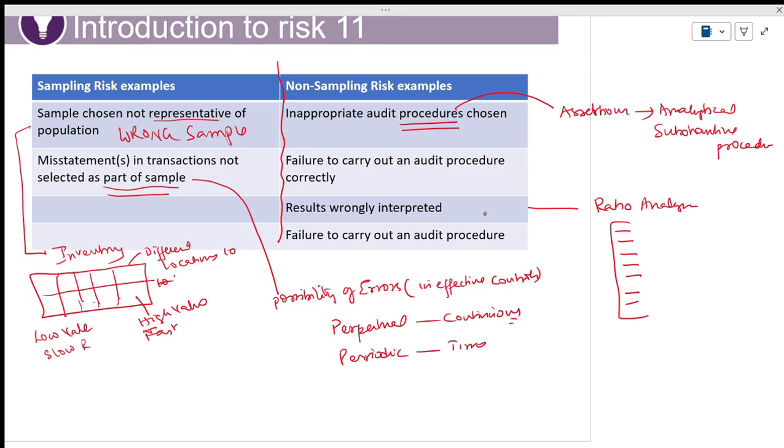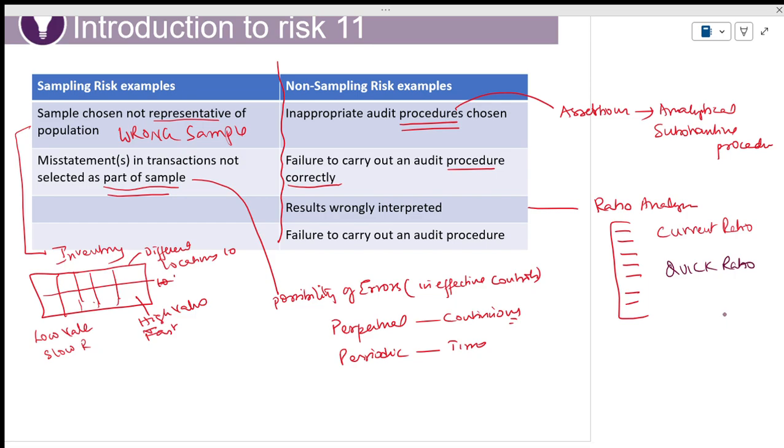This is where we have to use analytical procedures, where we have to use substantive procedures. Failure to carry out an audit procedure correctly. We want to do current ratio, but we do quick ratio. Very simple. We have to do current ratio, but instead of current ratio, what we will do? We will do quick ratio.